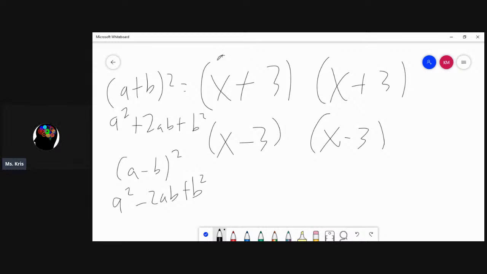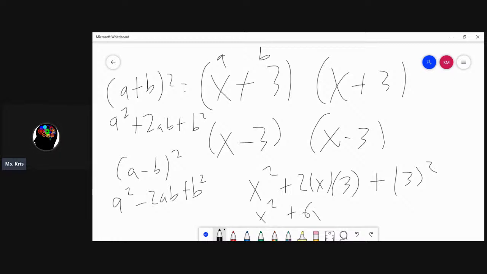The first term is a, the second term is b. All you have to do is substitute. So based on the formula for the plus, a would be x, so a squared becomes x squared, plus 2 times a, which is x, and 3, which is b, and then you're going to add 3 squared, which gives me x squared plus 6x plus 9.